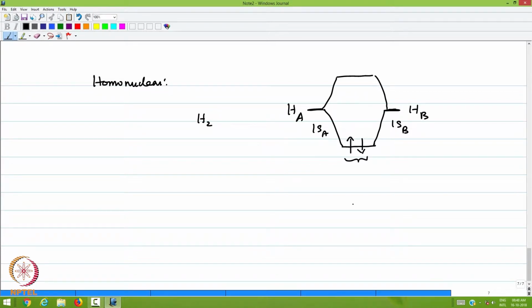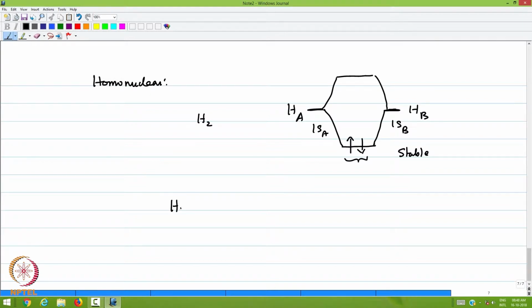You see that this is the ground state, this is a positive linear combination. Therefore, this is a stable entity, stable relative to the separated atoms HA and HB. This is of a negative energy, lower in energy. Therefore, this is a stable species.